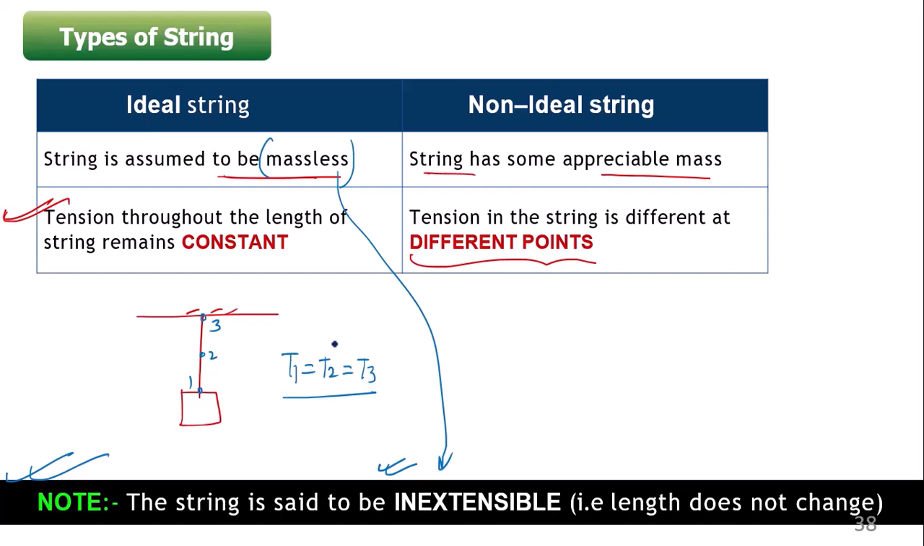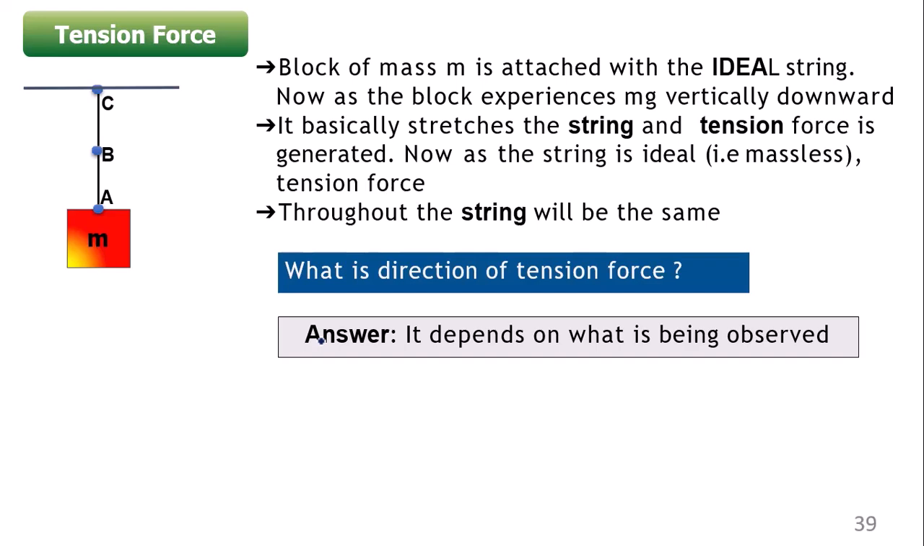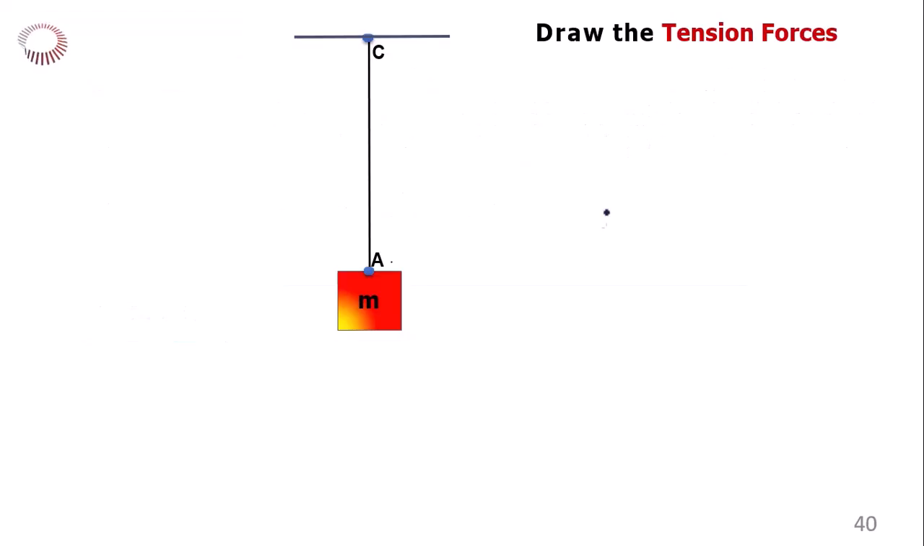And if this is not valid, that means the string is non-ideal. For a non-ideal string, the tension will differ. So in this situation, what I can conclude is that TA equals TB equals TC if the string is ideal. If this is not ideal, then the tension will be different at different points. Now draw the tension force.